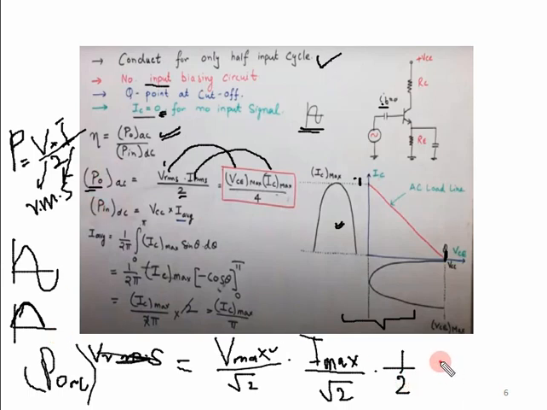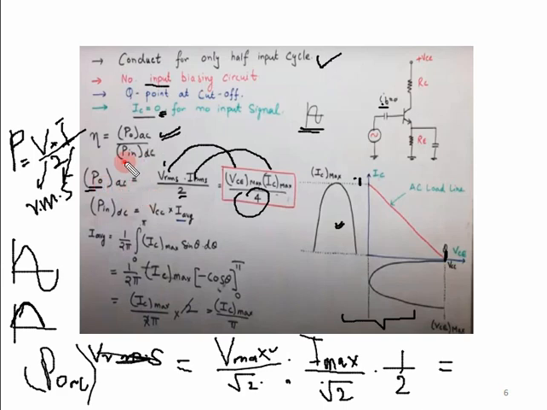So if I calculate, this comes out to be V max into I max divided by 4, because I get 2 from here and then 2, so divided by 4. This comes out to be 4 in the denominator. Done. So the AC output power is explained.